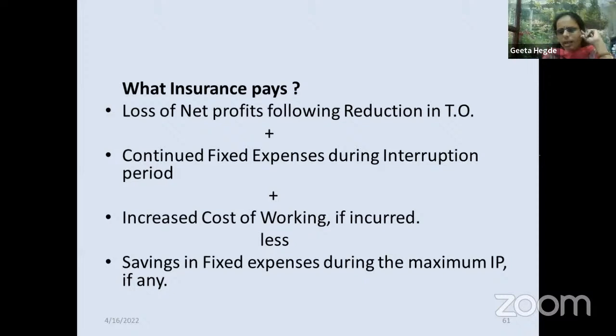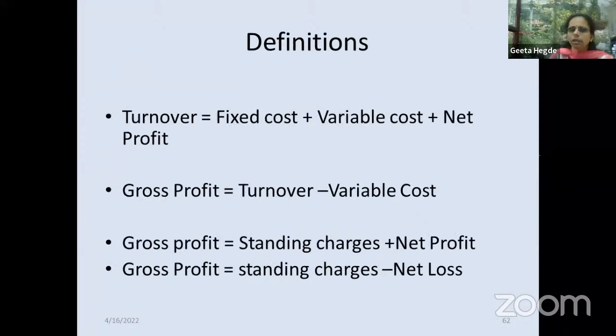Fixed expenses are still being incurred. Increased cost of working will additionally be incurred, and additionally there could be saving in some fixed expenses in the indemnity period, and that saving will reduce the claim. Turnover, what we have seen yesterday, is the same thing: fixed cost plus variable cost plus net profit. In other words, gross profit is the turnover minus variable cost. Gross profit can also be said as standing charges plus net profit. If there is net loss, gross profit will be standing charges minus net loss.